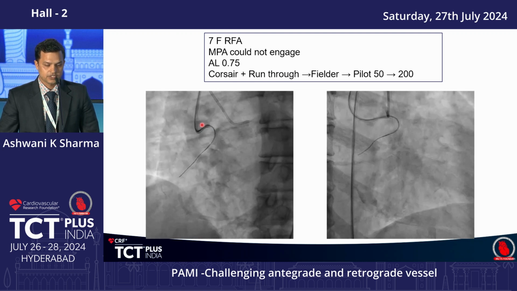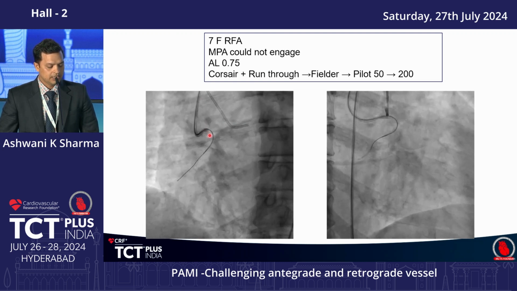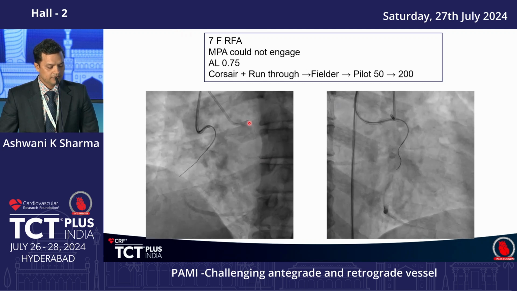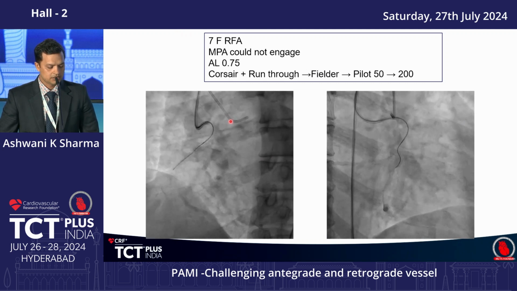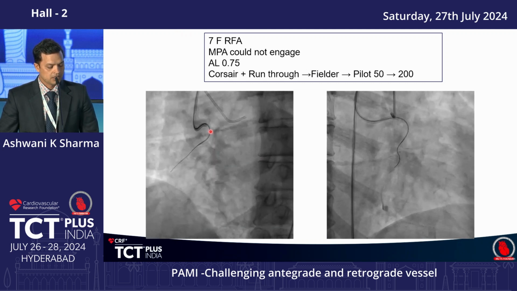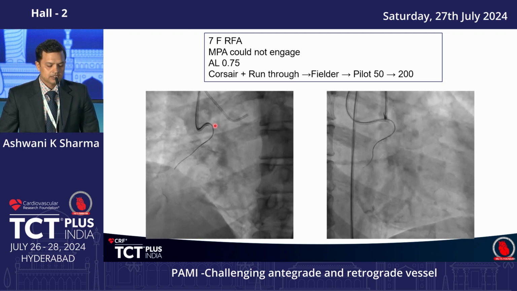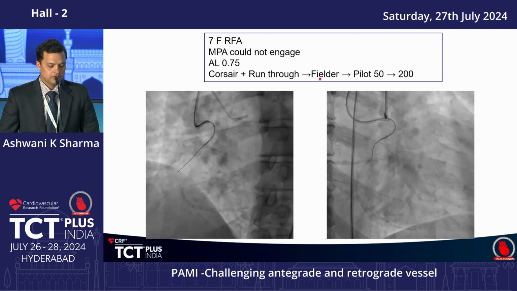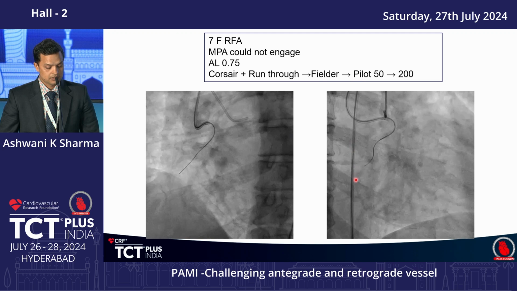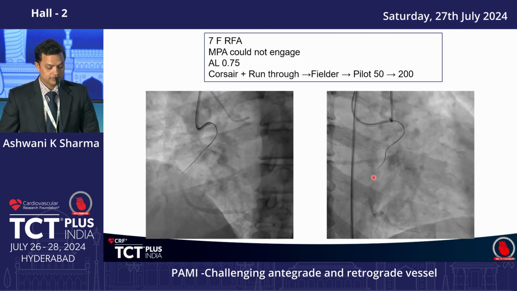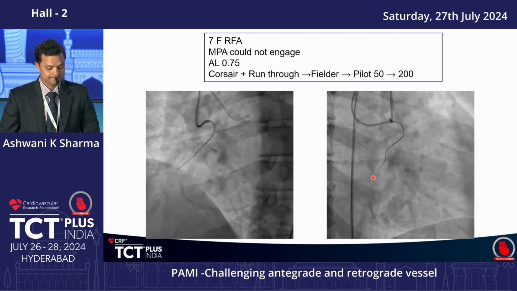access with the help of a 7 French MPA and later on an AL guide. The RCA was engaged, and on the left side, initially I took the Tiger just for the contralateral injection. With the help of a Corsair microcatheter, wire escalation was performed, and finally the Pilot 200 did cross. It appeared as if I was crossing the proximal lesion.